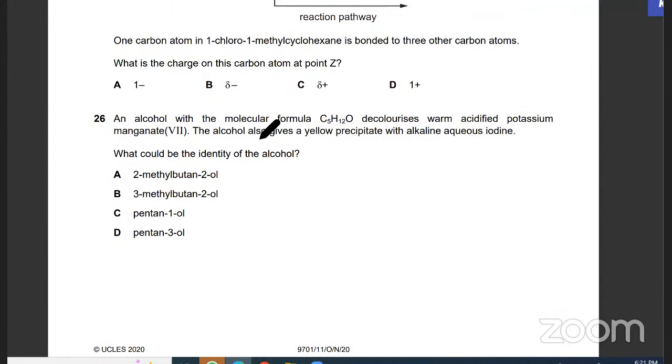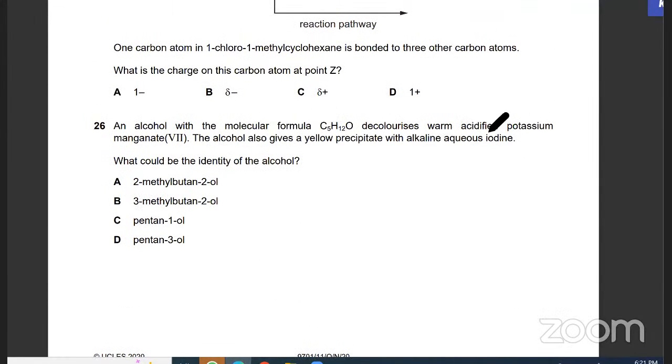26, you've got an alcohol with the molecular formula C5H12O that decolorizes warm acidified potassium manganate(VII). So it's an alcohol that is getting oxidized. So it's either a primary alcohol or a secondary alcohol. So it's either one of them.